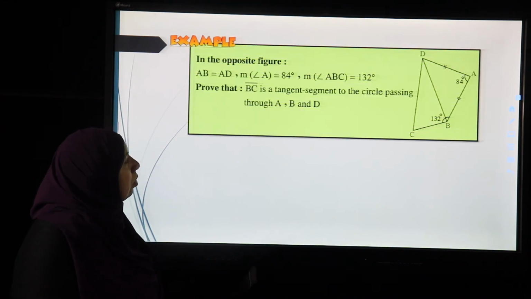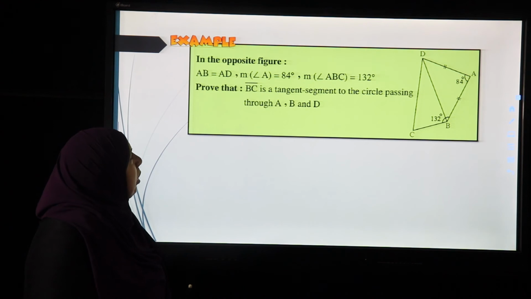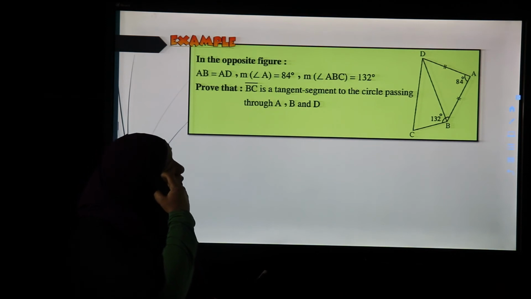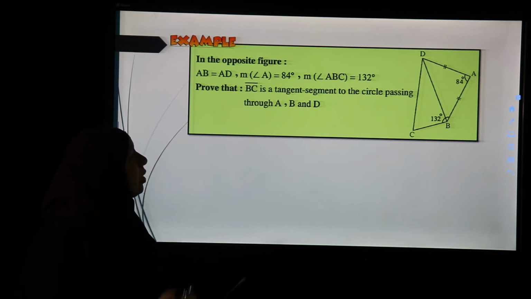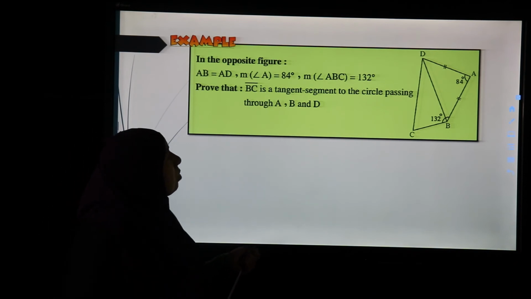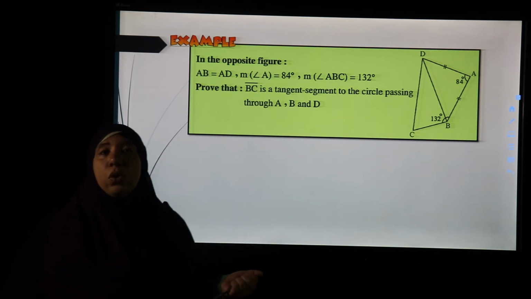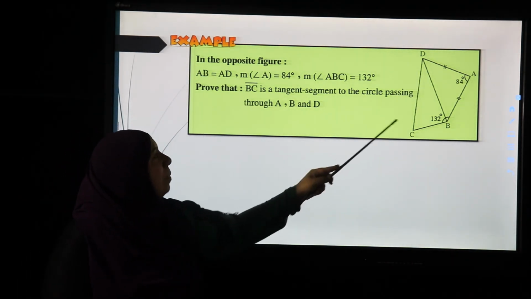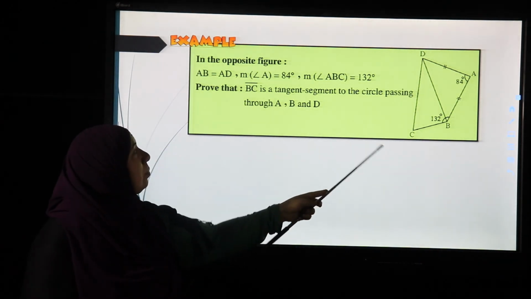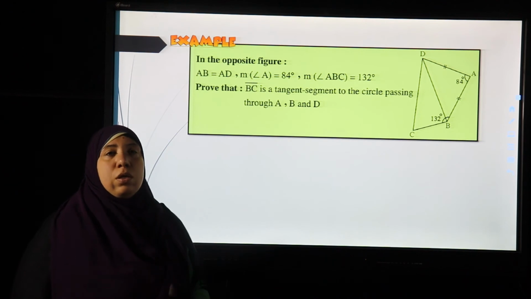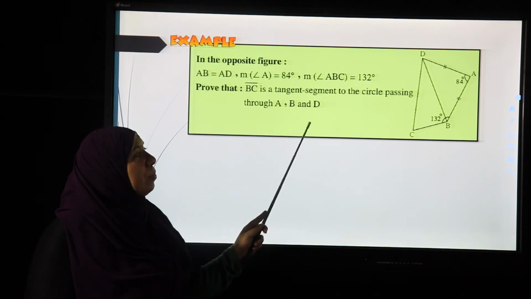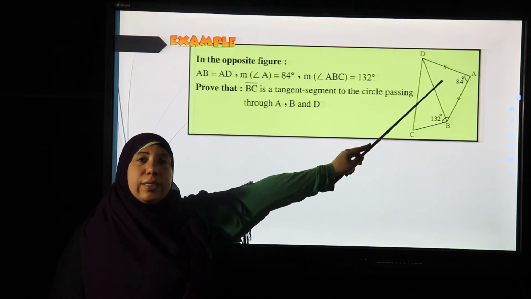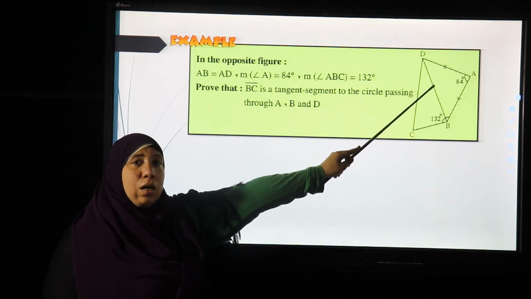Another example. AB and AD are equal in length, angle A is 85, angle ABC is 132, and I want to prove that BC is a tangent to a circle passing through A, B, and D. I will imagine that there is a circle passing through A, B, and D, and I want to prove that BC is a tangent to this circle. To prove this, you need to prove that the angle of tangency DBC is equal to the inscribed angle A.